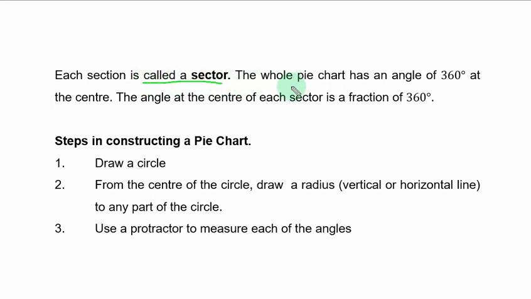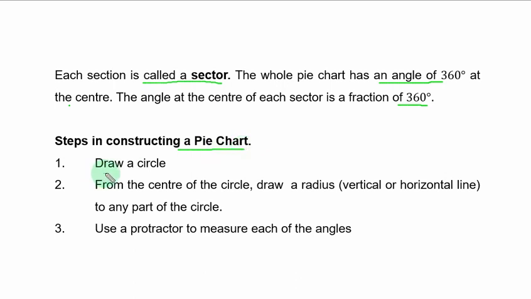The whole pie chart has an angle of 360 degrees at the center. The angle at the center of each sector is a fraction of 360 degrees. Each angle that you are going to consider is always a fraction of the total angles in the circle. Steps in constructing a pie chart.